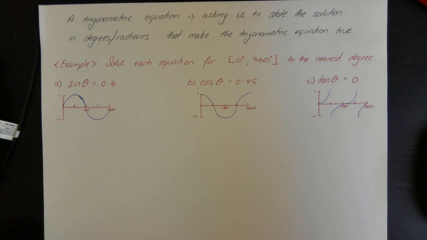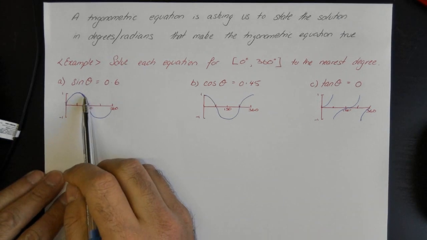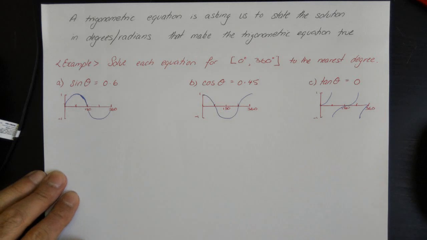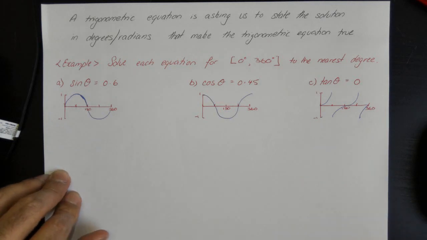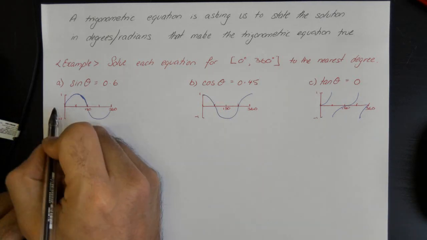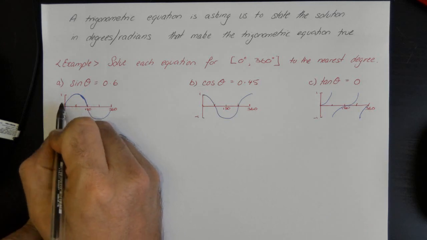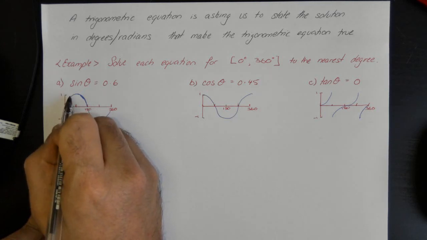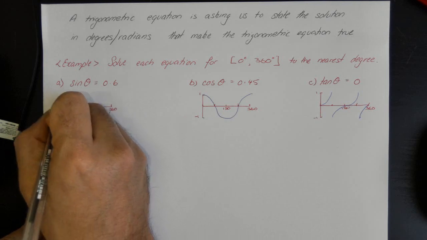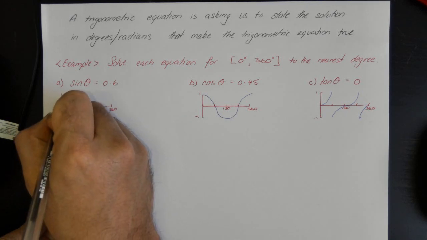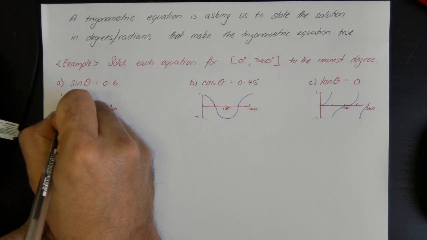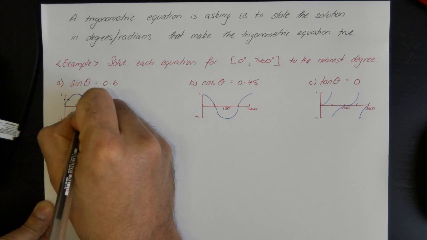Okay, so some examples. A trigonometric equation is asking us to state the solutions in either degrees or radians that make the trigonometric equation true. So here we've got sine theta equals 0.6. What that is saying is, which degree does sine theta equal 0.6? Now it goes from 1 to -1, so 0.6 is somewhere like here. As you can see on our graph, there's going to be two solutions.